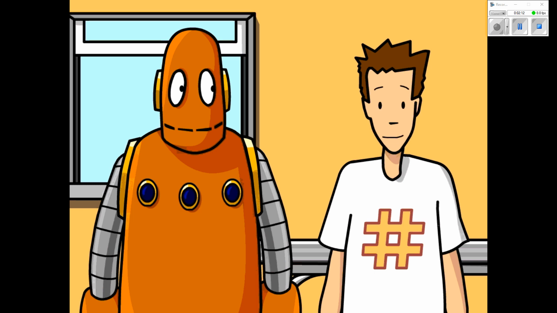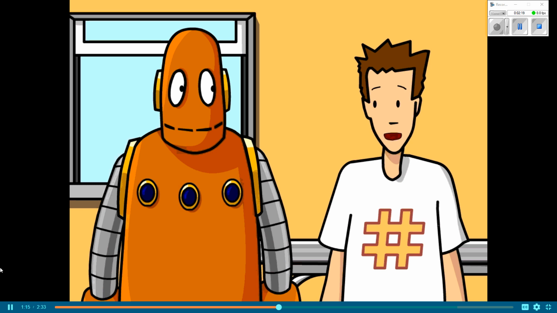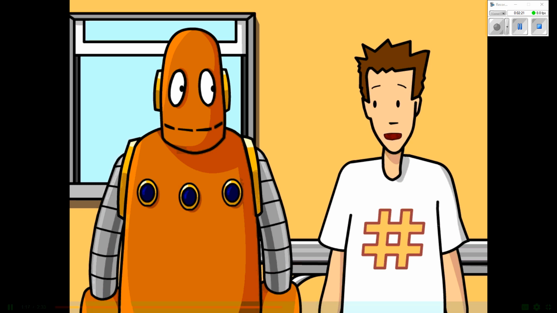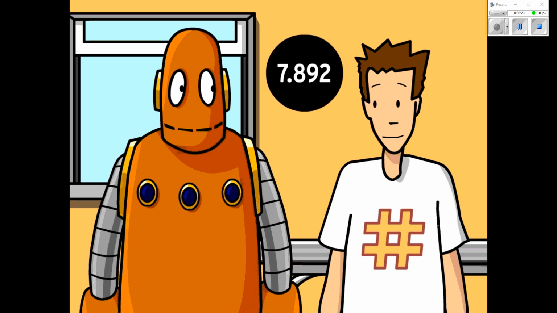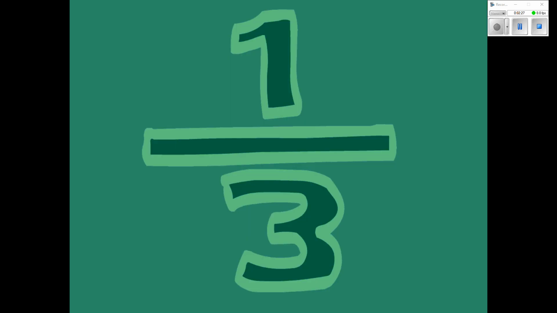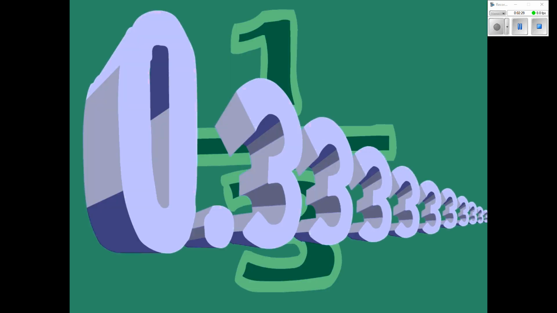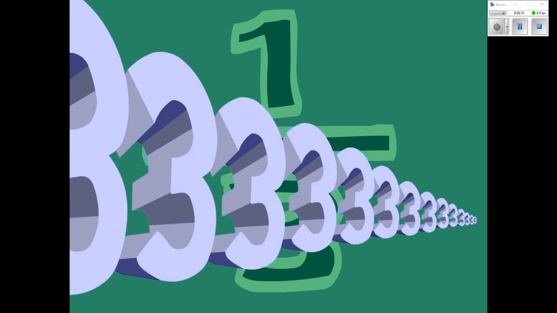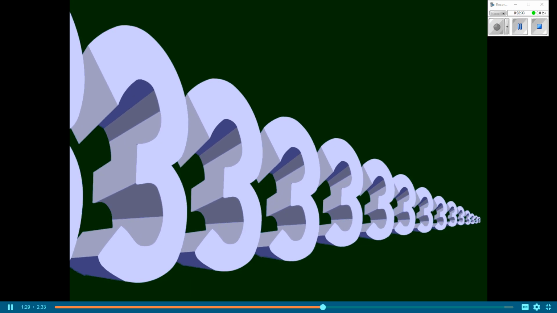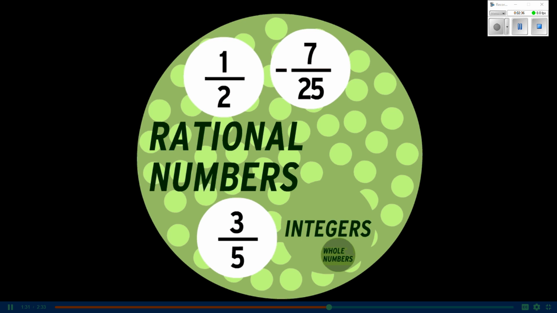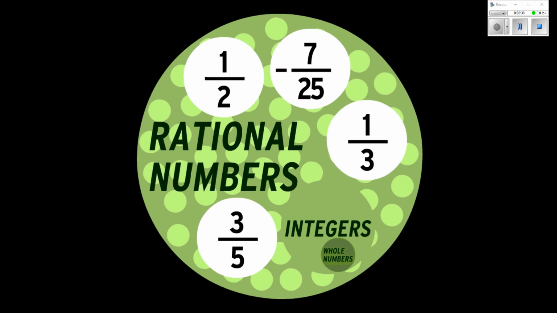Decimals can be rational too. As long as a decimal is either terminating or repeating, it is a rational number. Terminating just means that the decimal comes to an end, like, say, 7.892. A repeating decimal is one that goes on forever, like 1/3, which as a decimal is 0.33333 and so on to infinity. So 1/3 goes on forever, but since it's predictable, it's a rational number.